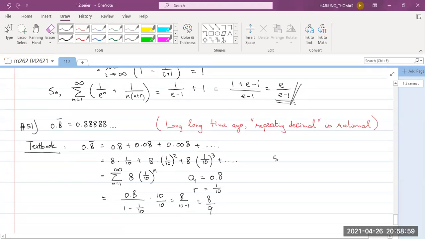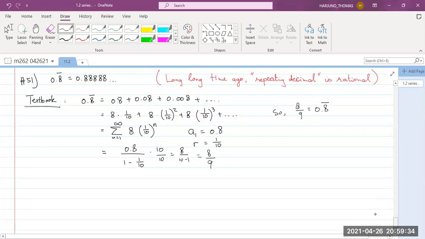Okay, you can use your calculator. 8 over 9 is equal to what? That's the textbook method. Basically, the textbook method tries to rewrite that as a geometric series whose ratio is less than 1.